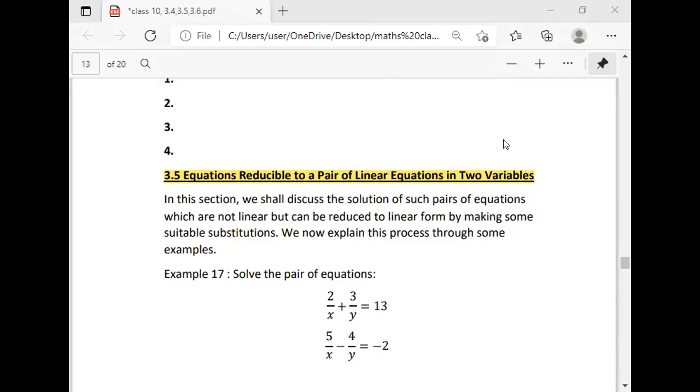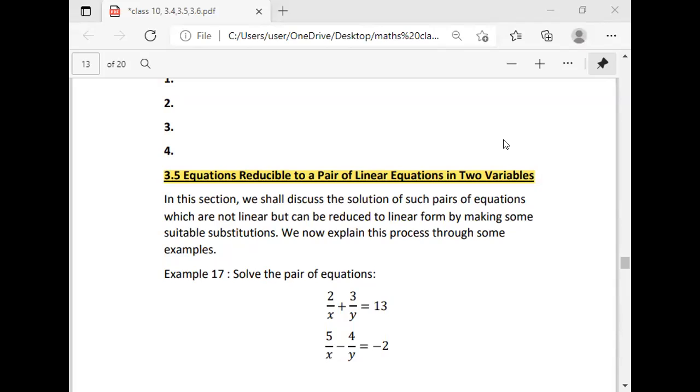The main important step in this method, that's what I am asking. This one we can do, but the important step. So we can take 1 upon x equal to p, and 1 upon y equal to q. Okay, that's right.